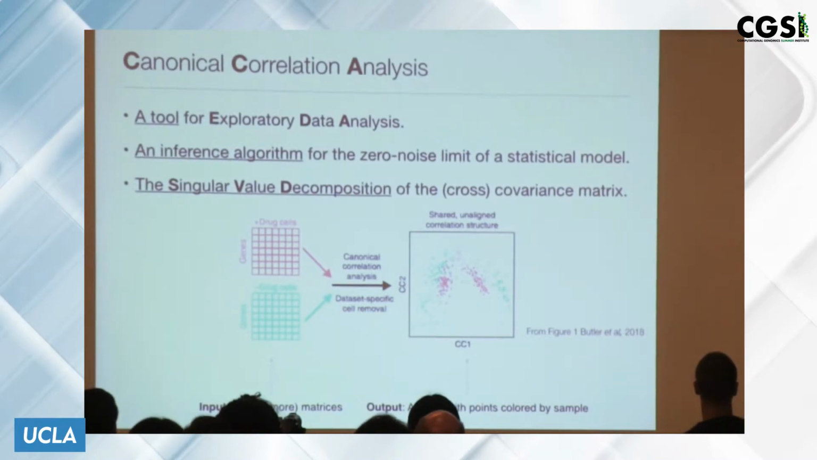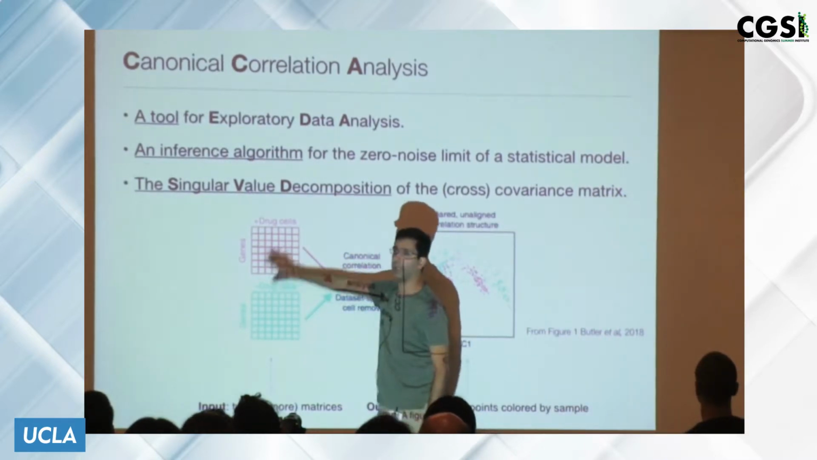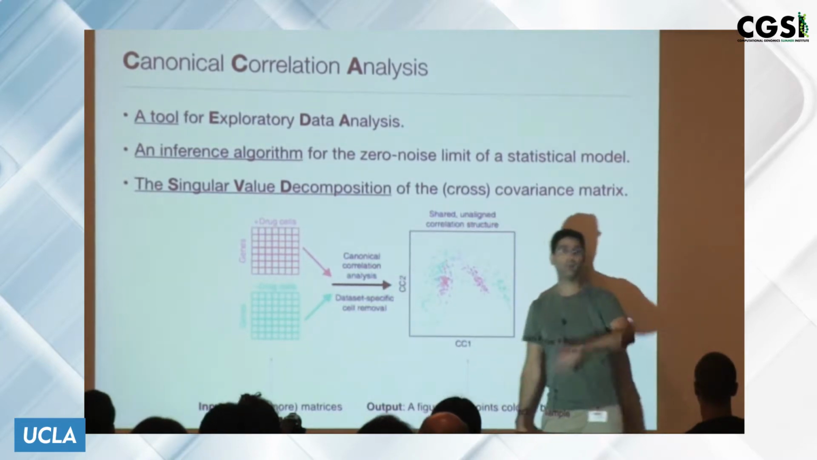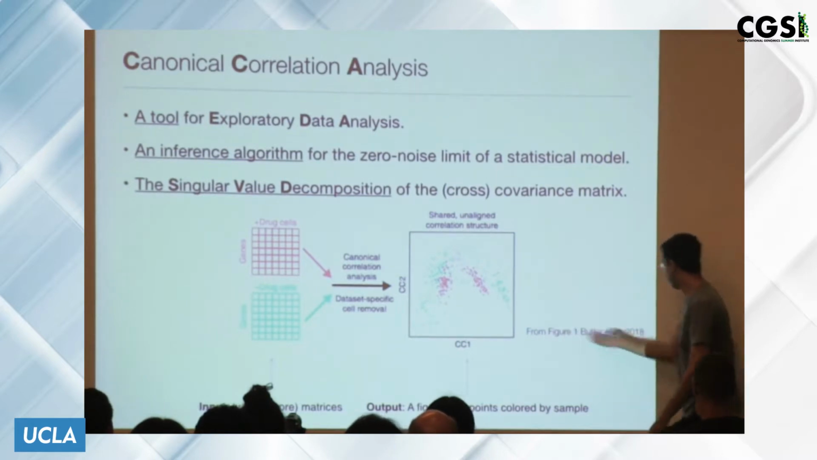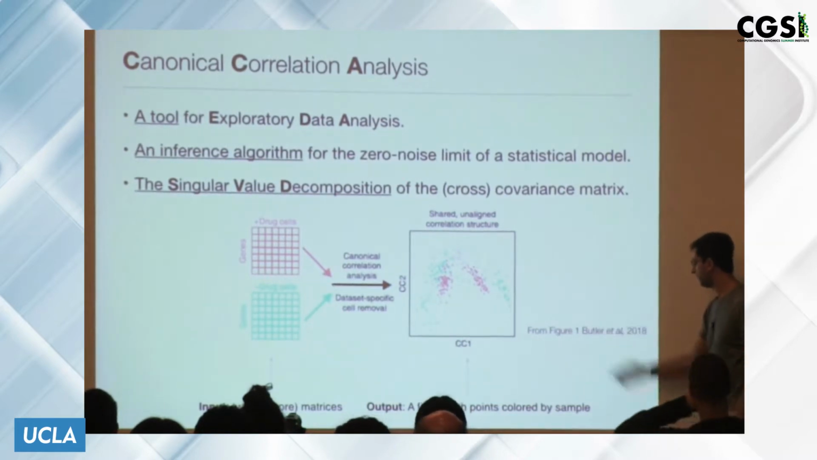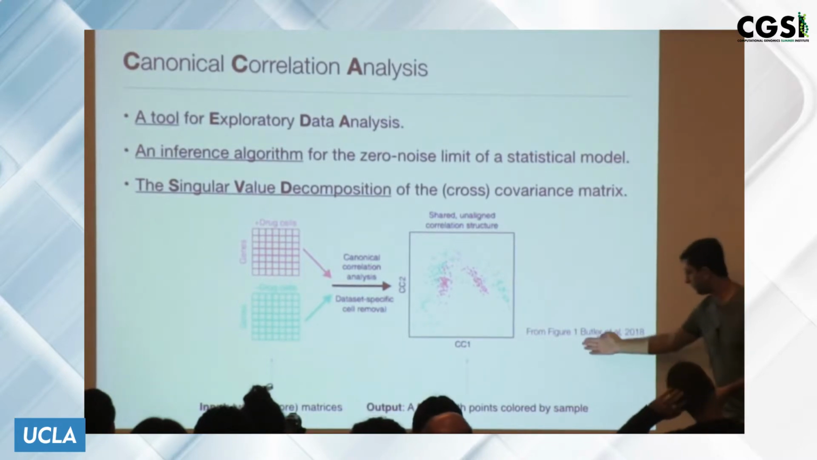So the first thing is, what is the input into CCA? Well, it's like PCA, where you put in a matrix, but now you put in two matrices, or three, or four. You put in many different matrices. Actually, this figure is from a recent paper from the Satija group at the New York Genome Center by Andrew Butler.